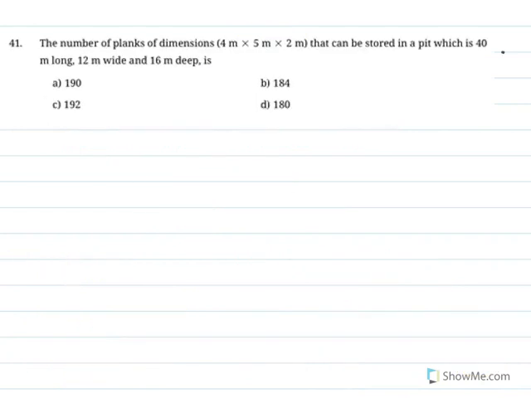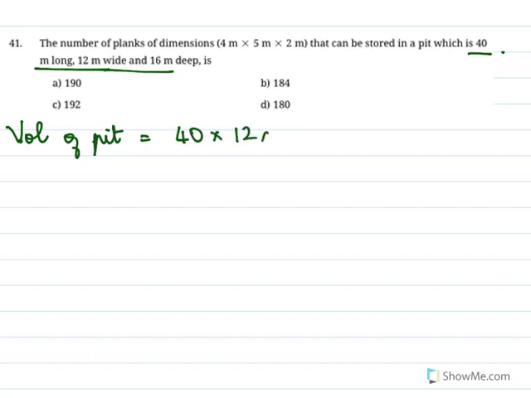The number of planks that can be stored in a pit with 40, 12 and 16 meter deep is. So first you find the total volume. All these planks are put in a pit. So volume of pit is length into breadth into height, and this is the length, breadth into height. So that is 40 into 12 into 16, and when you multiply you get 7680 meter cube.